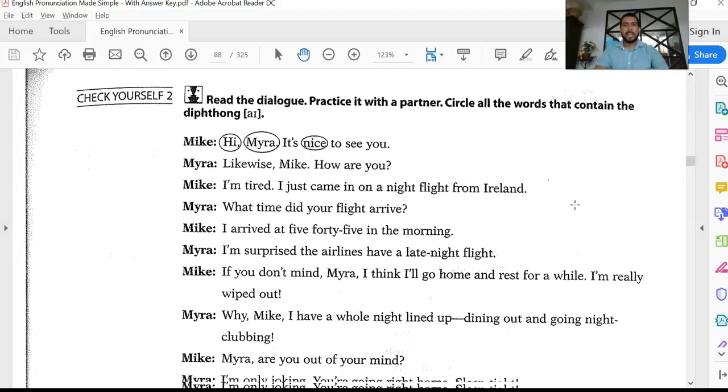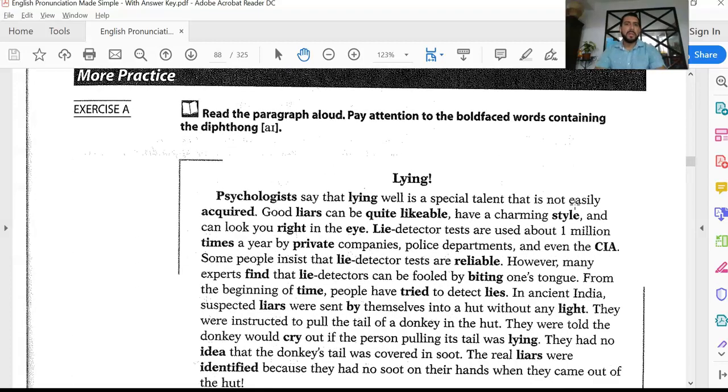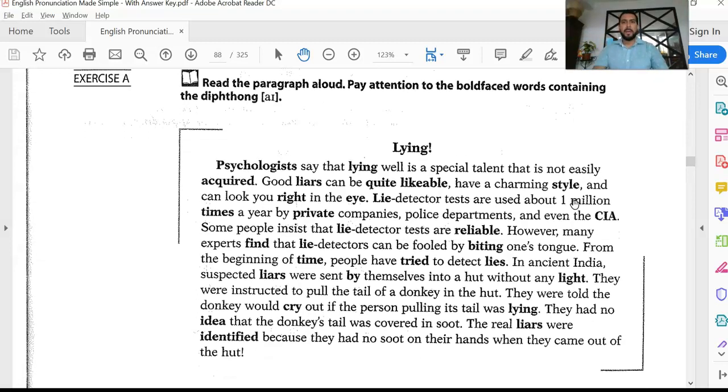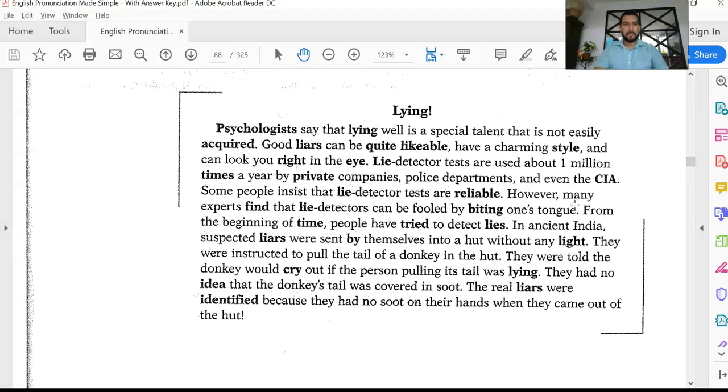Again, the target sound is the I diphthong. And this one I'm going to do for you. The exercise here is about reading this paragraph out loud and paying attention to the bold-faced words containing the diphthong I. Something I suggest that you do is to pause the video here and do it all by yourselves before you listen to me pronounce the words as I read the paragraph. It's a quick article about lying, and now I'm going to read it for you.